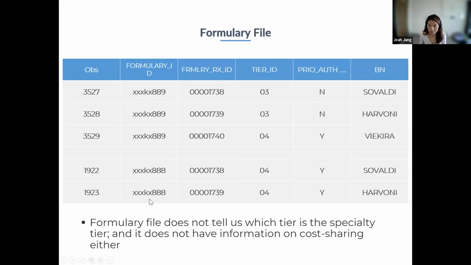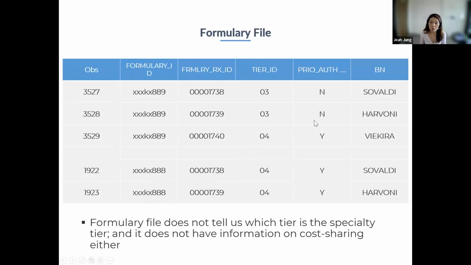What about this formulary 888? This formulary did not cover Viekira. So this formulary included only Sovaldi and Harvoni, right? And they have the same formulary RX ID. And then you can see here, they are using different tiers. And they are applying prior authorization differently depending on the formulary, right?